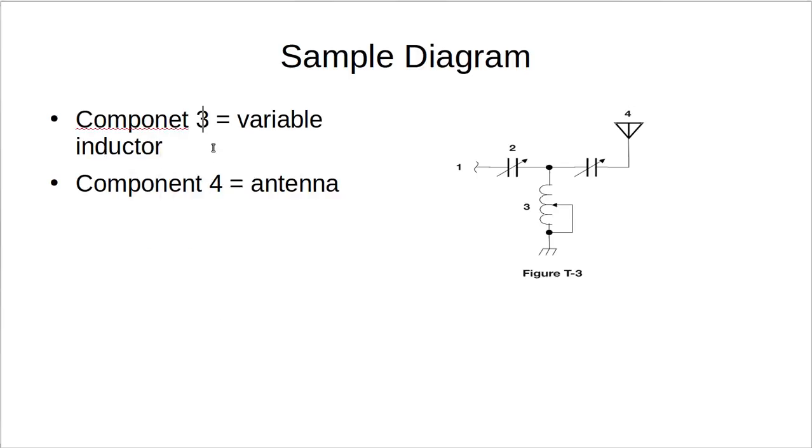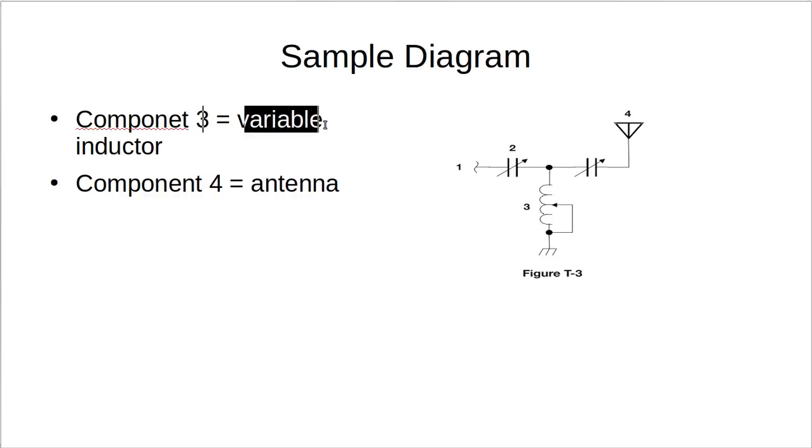Component 3 is a variable inductor. Okay, so why is it called a variable inductor? If you see this sort of bouncy line over here, it's sort of squiggly. It almost looks like a coil. That bouncy line means inductor. If you remember, we learned about inductors. Inductors are made out of coils of wire. And if you look at this, this does look like a coil of wire. So we know it's an inductor.